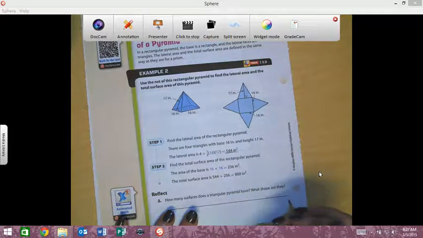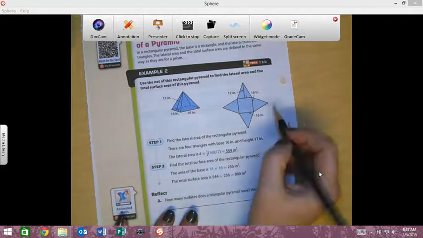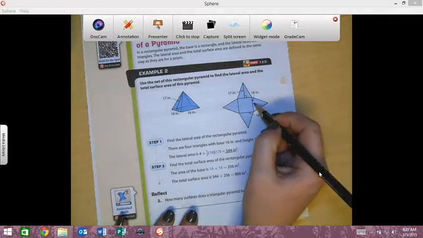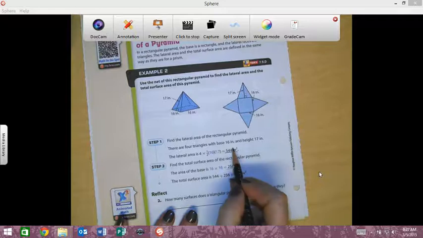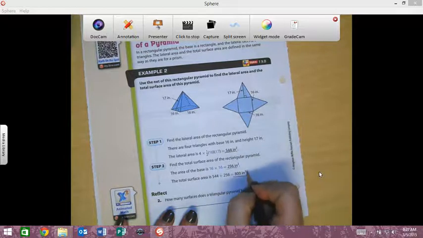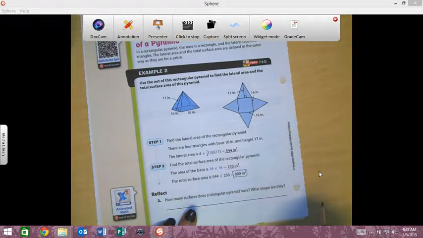For your total surface area, the area of your base is going to be 16 by 16, which is 256. So we just add these two together, and it will give us our total of 800 square inches.